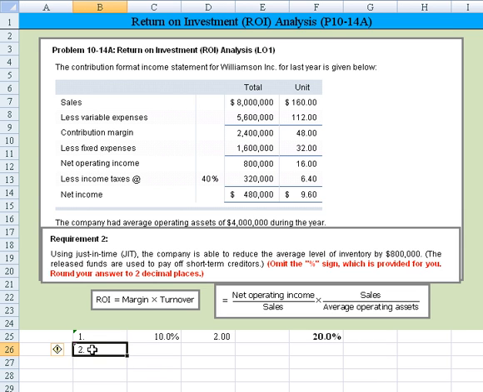Number 2 says, using just-in-time, the company is able to reduce the average level of inventory to 800,000. And the released funds are used to pay off short-term creditors. So now, can we solve the same question, the ROI, with case number 2? Okay, well, in terms of net operating income divided by sales, nothing changes, right? We still have the same 800,000 divided by 8 million that we see right there, so we'll just copy that down.